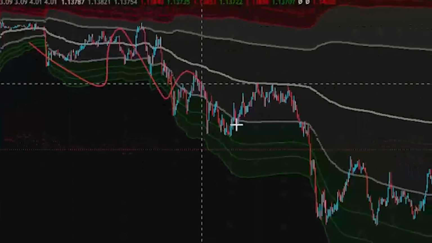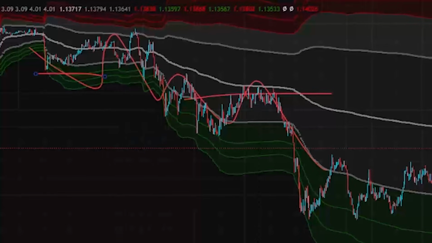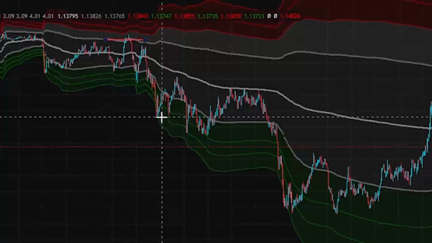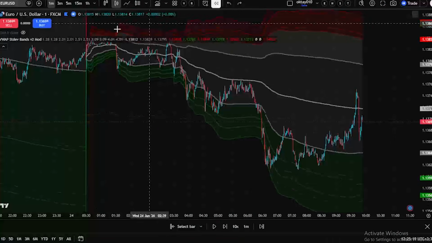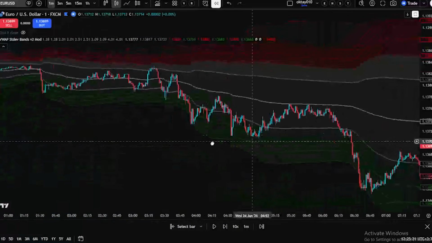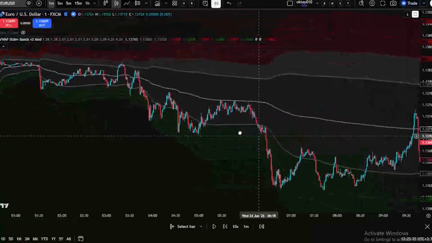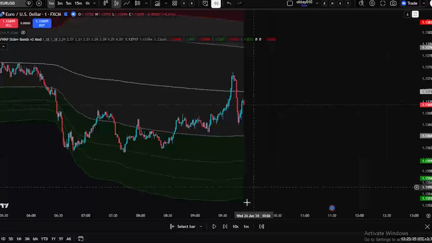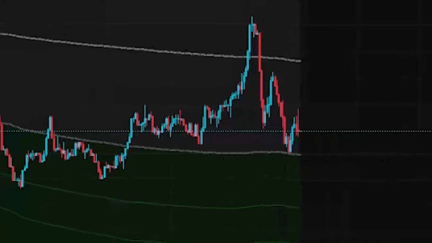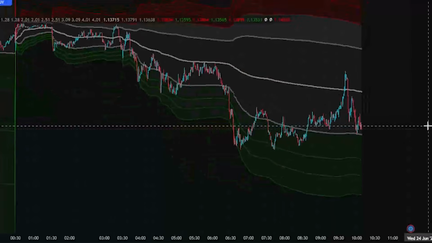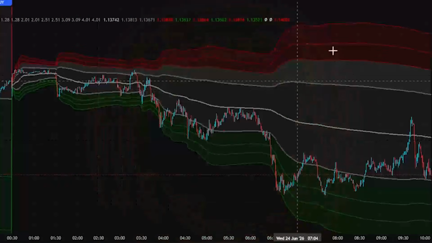VWAP tells you where is the fair market price. Standard deviation bands tell you how far the price is from this fair value. That is, when the price approaches the lower band, the probability of a reversal increases. When it reaches the upper band, the probability of a correction or reversal increases. That is how it is. But I don't look at it that way.